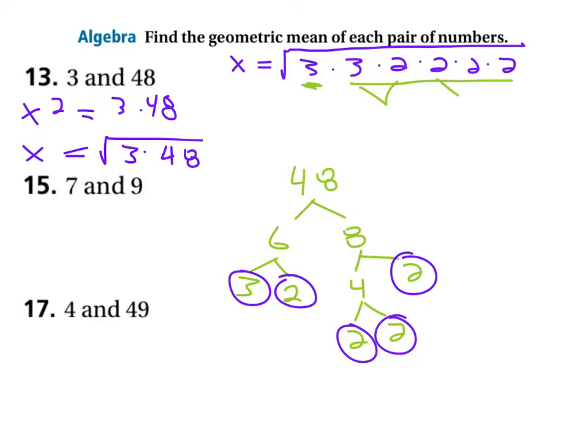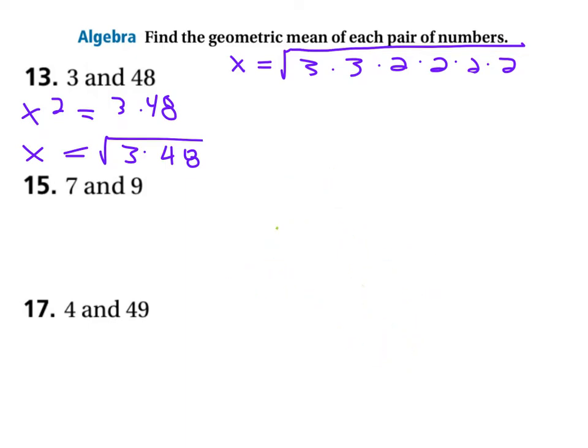3 times 2 is 6. And 2 times 2 is 4 times 2 is 8. So this is 6 times 8. 6 times 8 is the 48. That's the other number they gave us. Got it? That's where we got those numbers from. It's just listing out the prime factors of the two numbers and putting them all under there. I'm going to get rid of this.